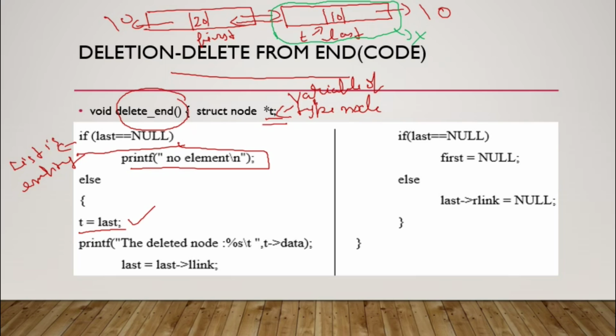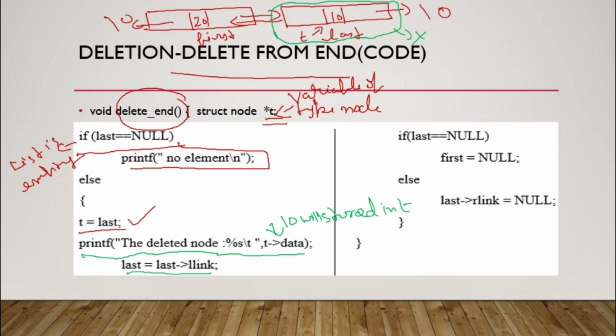First, students, keep the data of the last node which is deleted. For that we print this message: deleted node is percentage d, t of data. When you do t of data, that data will be stored in t. Next what you do is last is equal to last of link.